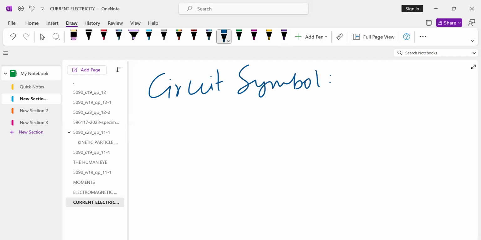Sometimes circuit symbols may be asked to draw in P2, or you would be asked to draw a circuit in P2 or in P4, and sometimes these circuit symbols appear in P1, asking you, for example, which of the following is the fuse, or which one represents the fuse.